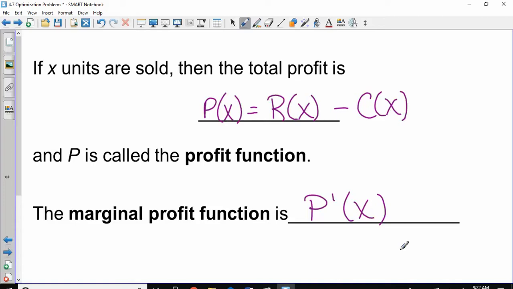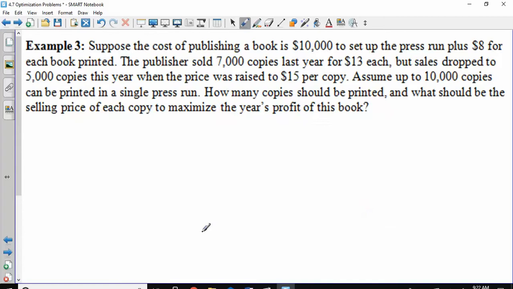So we will just do one problem, and then we'll pick up with some more of these tomorrow. There's lots of questions I can ask you with these. We can talk about the cost, the revenue, the price, so there's a lot of things that we could look at. This one says, suppose the cost of publishing a book is $10,000 to set up the press run, plus $8 for each book printed. If you just have that information, let's assume this is linear. Could you write the equation for the cost?